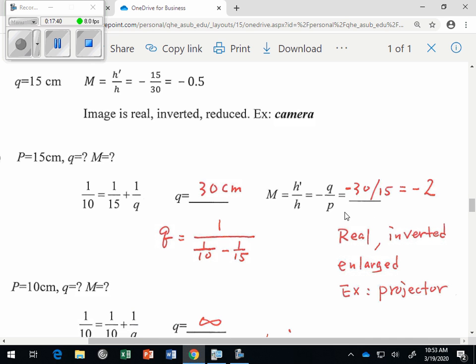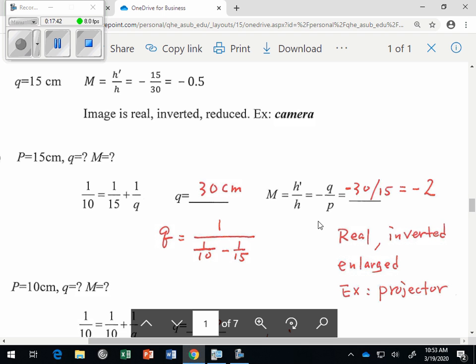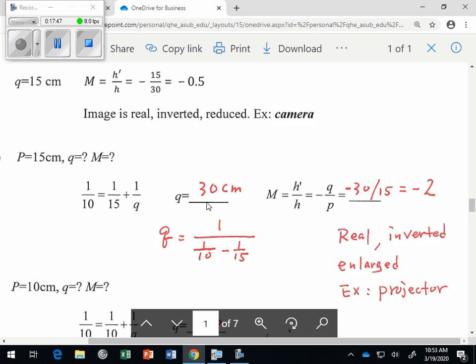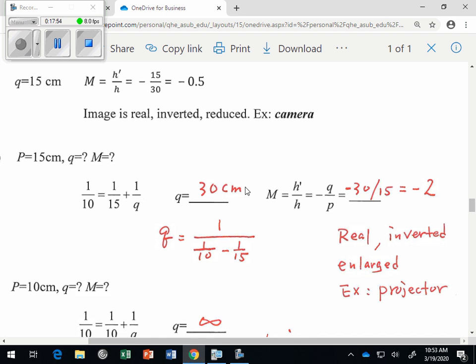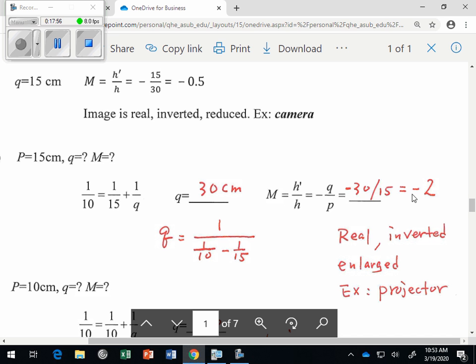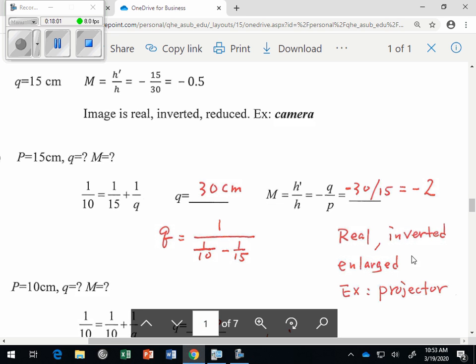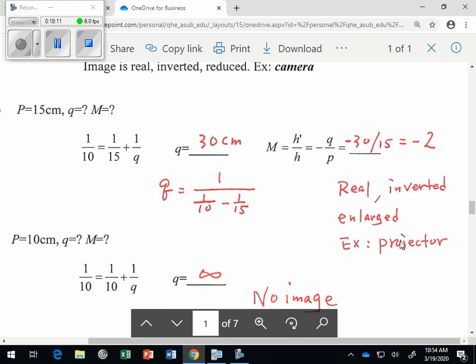So now let's say, is this image real or virtual? I will say it's real. Why? Because Q is positive. Because the image distance is positive. Okay, it's inverted because of the negative sign. It's upside down. Okay, it's enlarged because the magnification magnitude equals 2. That means the image is 2 times the object, it becomes bigger. Example: projector or the movie.